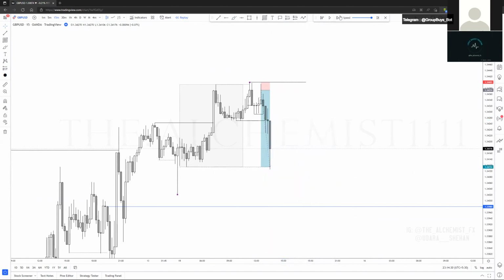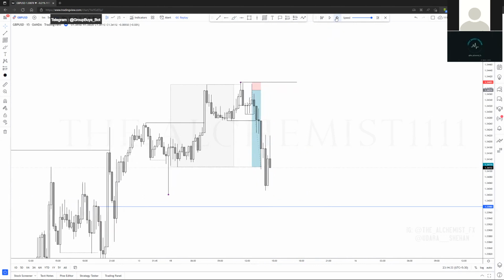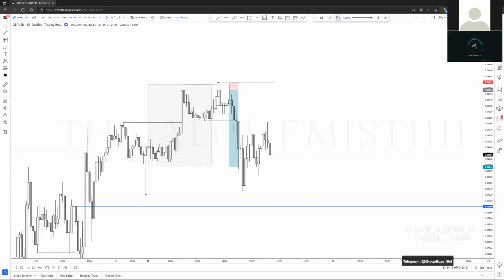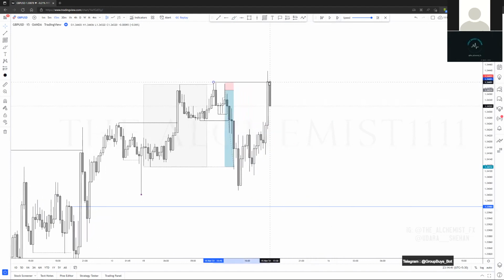Yes, but let's see. Then it started dropping. There we go. Internal taken out. Now they will obviously go for the external range, but we don't care. We're just monitoring price action only. And there you go. Nice.